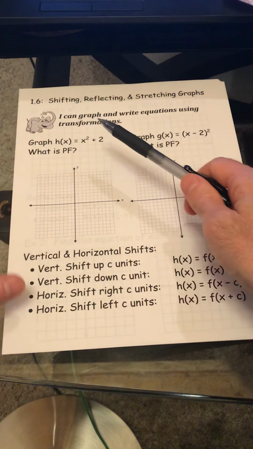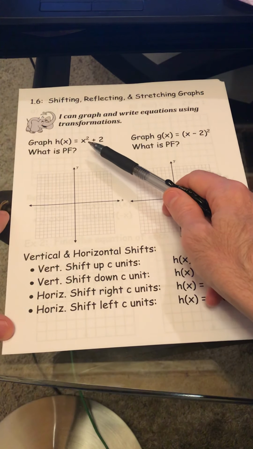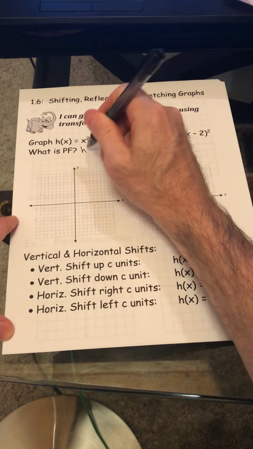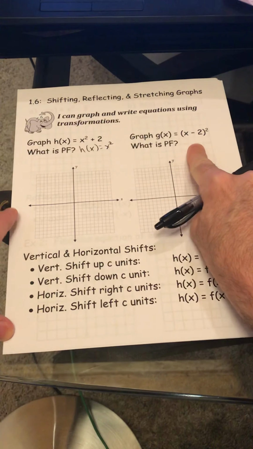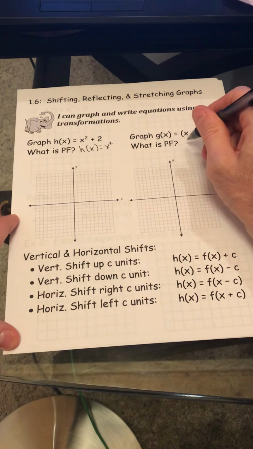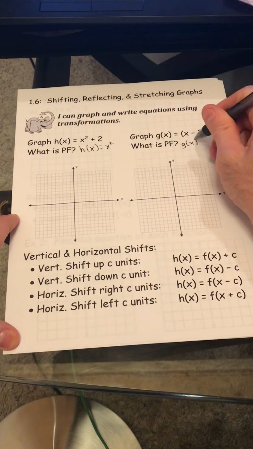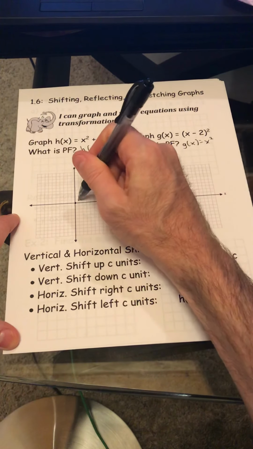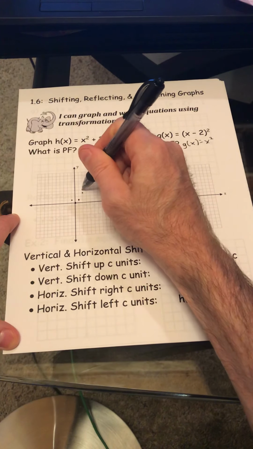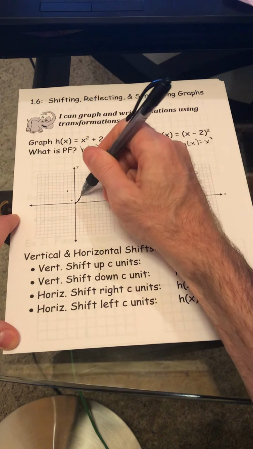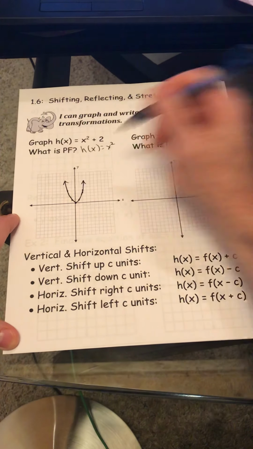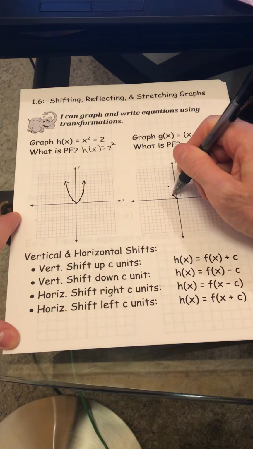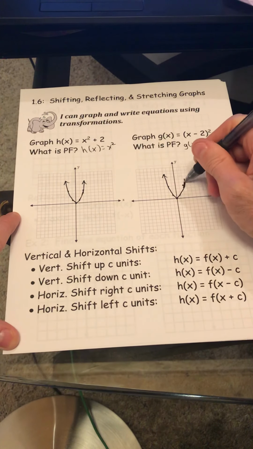So, for this first example here, h of x equals x squared plus 2, what is the parent function? Well, the parent function is h of x equals x squared. Same thing over here for g of x equals (x minus 2) squared. Your parent function is also x squared. So, as far as that goes, I will quickly sketch that and do that on both grids here. Hopefully you guys are at the point where you pretty well know those basic parent functions as well.